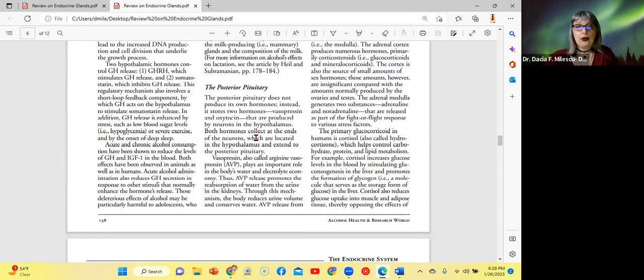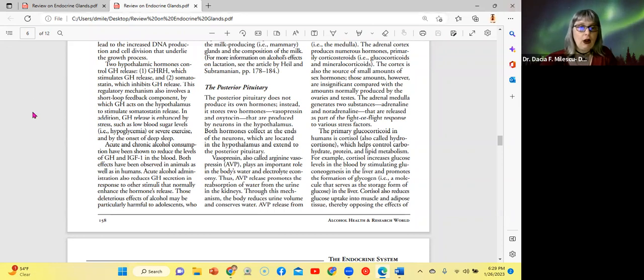All right, so what did we know about the posterior pituitary? The posterior pituitary does not produce its own hormones. I wanted to really highlight that. Instead, it stores the 2 hormones, ADH and oxytocin. But of course, these hormones are produced by the neurons in the hypothalamus. Please remember that, because that is huge.